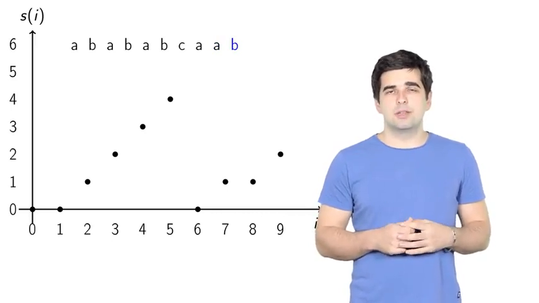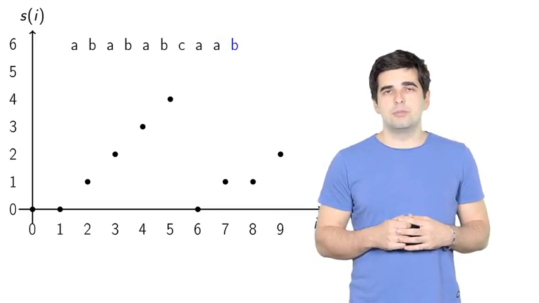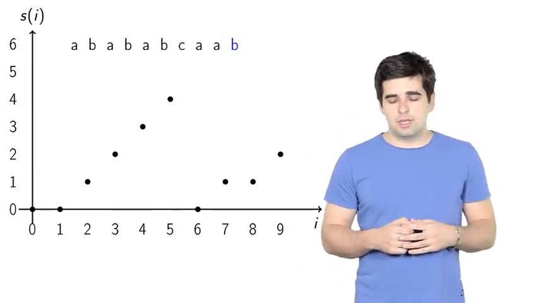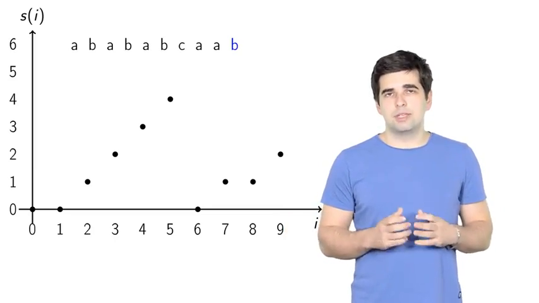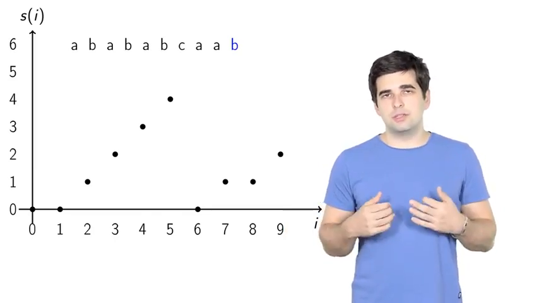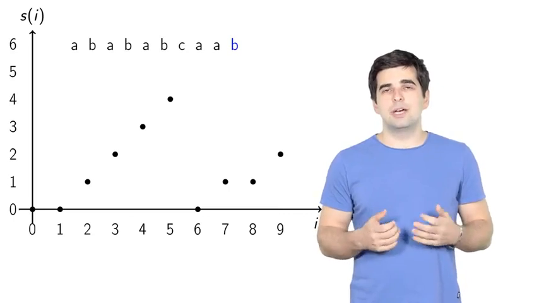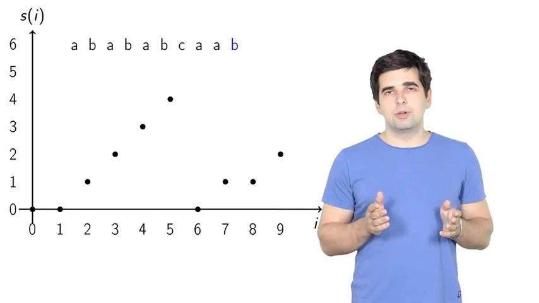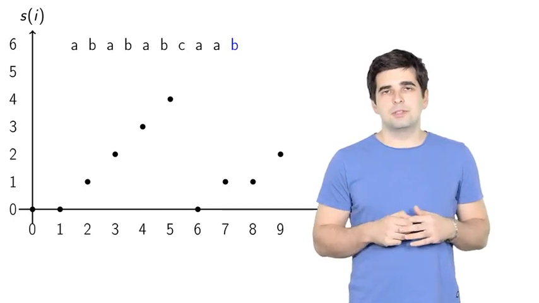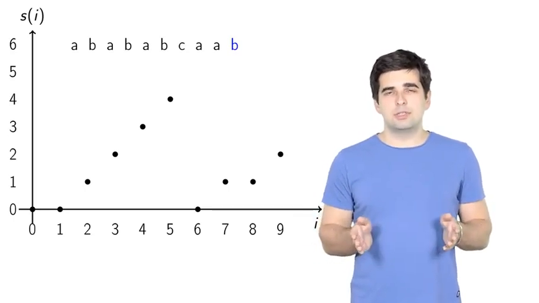Now we look at the character C. We need to compare it with the next character after the end of the current border, and they're different. So what we need to do is to take the longest border of our current border, and we'll look at position 3, and s of 3 is 2, and so the longest border of AB is just AB.